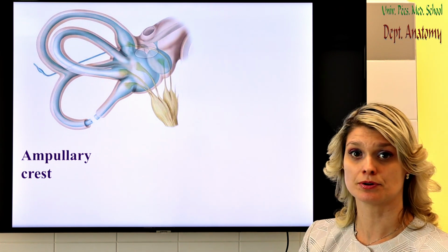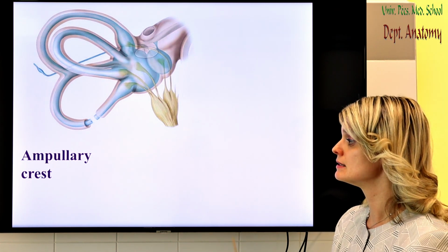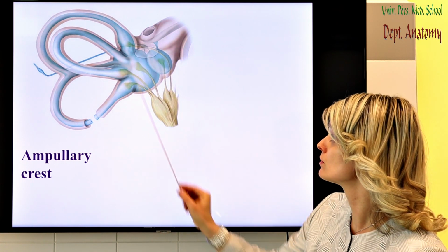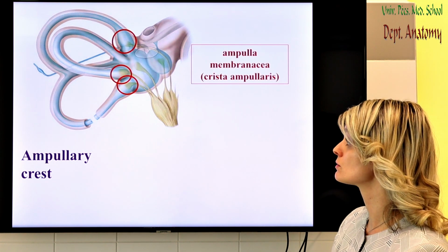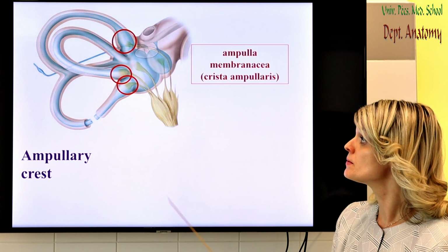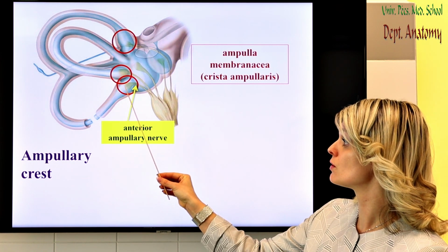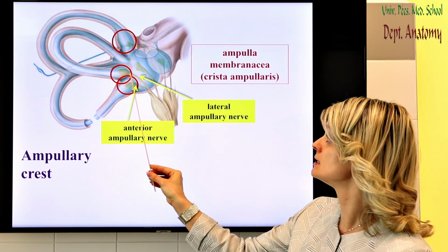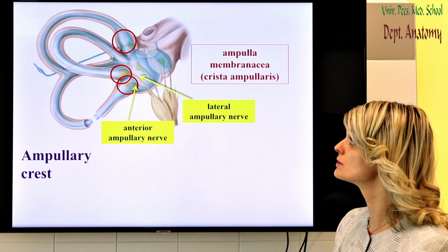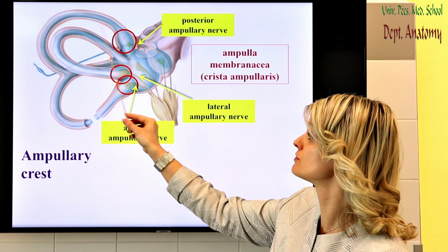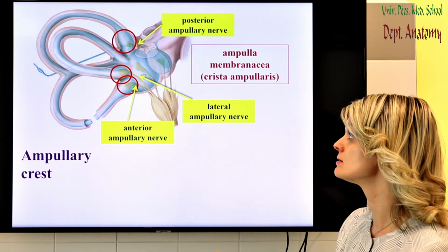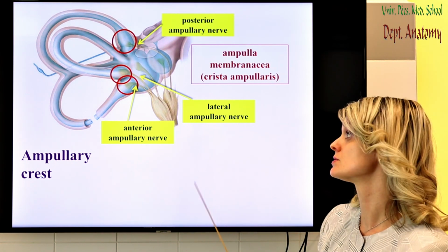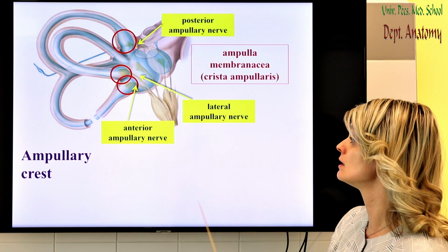Now the other receptor of the vestibular system, these are the ampullary crests. These are located within the ampullary parts of the semicircular canals, the semicircular ducts. Here you can see the ampulla of the anterior semicircular duct. This is the ampulla of the lateral semicircular duct, and this is the ampulla of the posterior semicircular duct. And you can see that all of them have an individual nerve which will carry the information from the receptors.